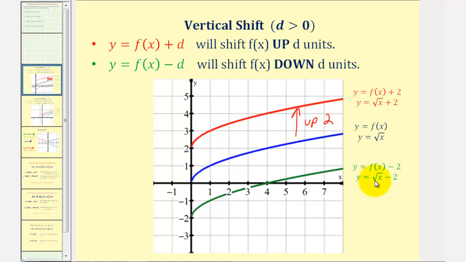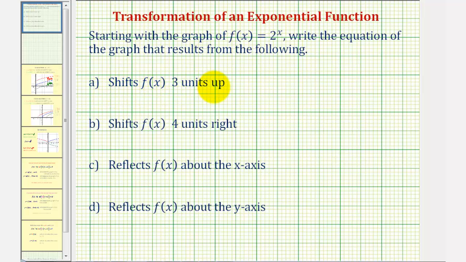And if we have y equals the square root of x minus 2, this would shift the basic square root function down 2 units. So going back to our example, because we want to shift f of x up 3 units, we want y equals f of x plus 3, which means our equation would be y equals 2 raised to the power of x and then plus 3.